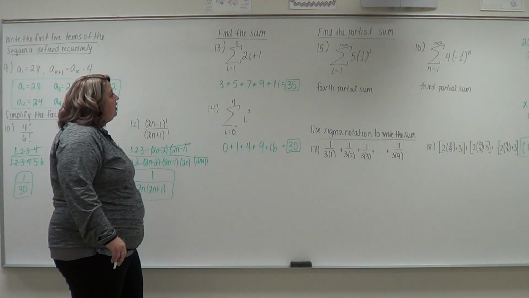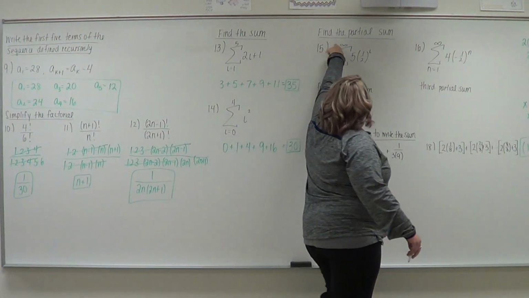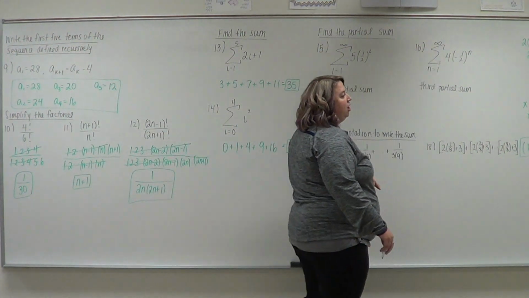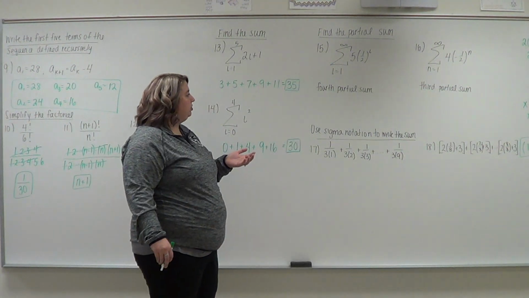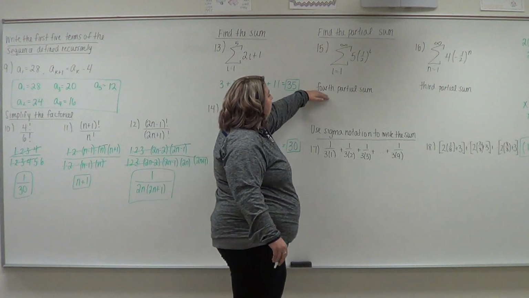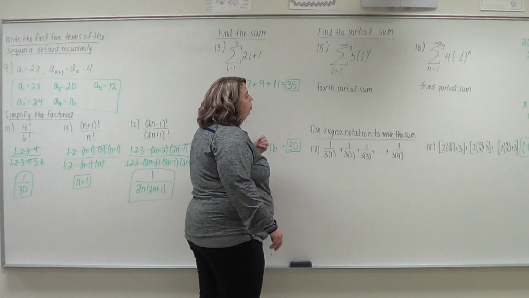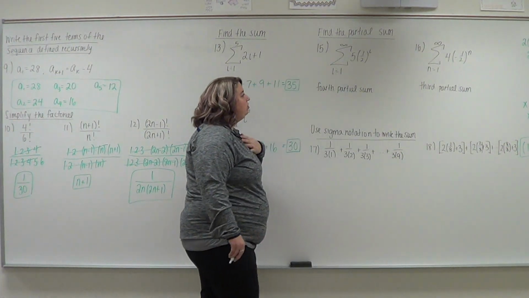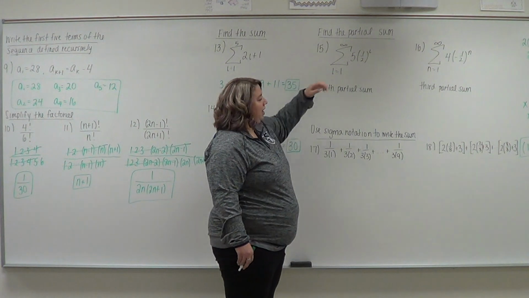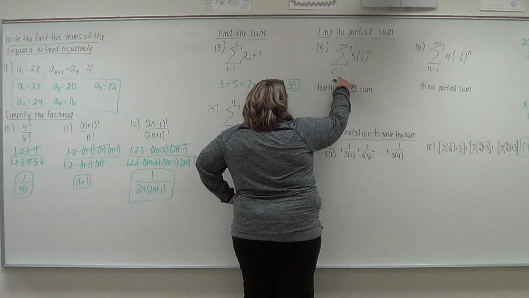On 15 and 16, these are going to infinity. How do I know that? My top number is infinity. You're not really going to go to infinity because it's going to tell you to find the partial sum. Fourth partial sum, you stop after you've plugged in 4 numbers. Third partial sum, you stop after you plugged in 3 numbers. You still start with the number that's on the bottom. So I'm still going to start by plugging in 1.